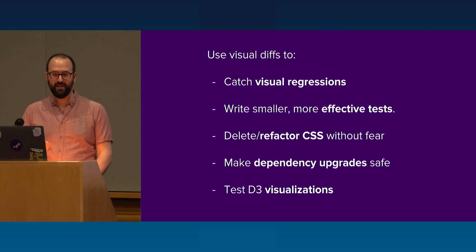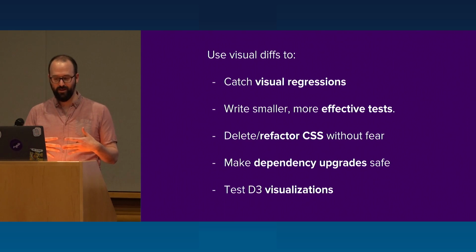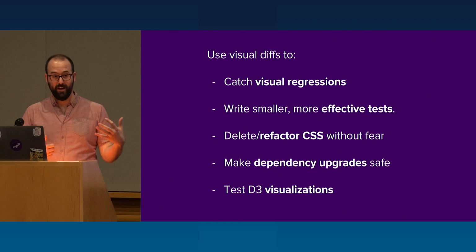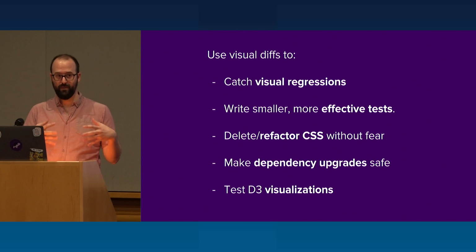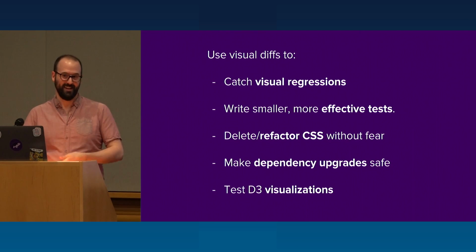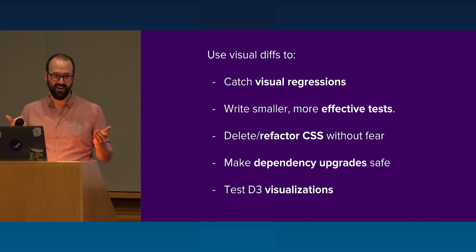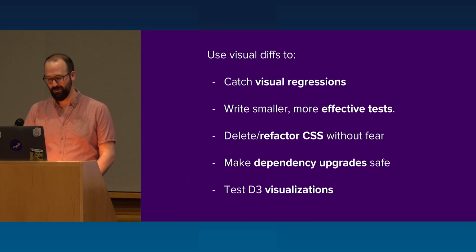Making dependency upgrades is safe. I love a combination of something like Greenkeeper IO and Percy doing visual diffs, because then you get this automatic PR that both upgraded your dependencies and also tells you that no visual changes were impacted, and it just goes through and no human ever even saw it. So there's a cool coupling there.